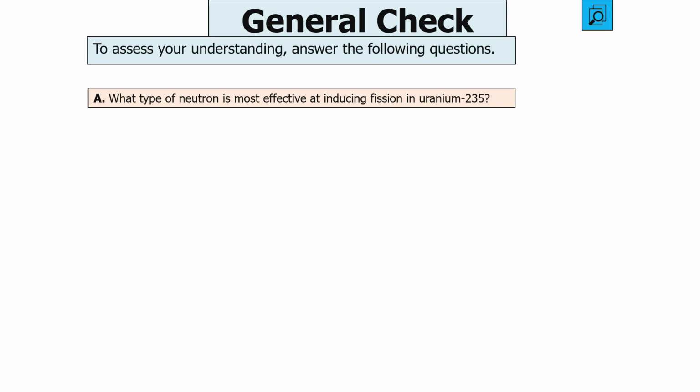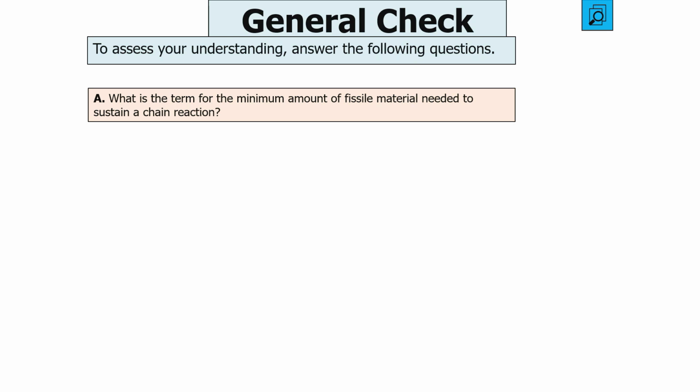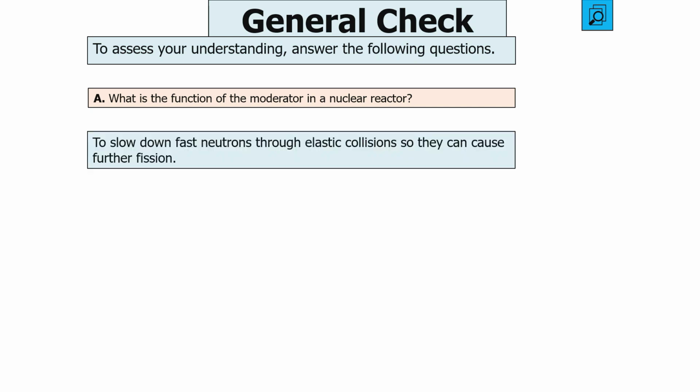What type of neutron is most effective at inducing fission in uranium-235? It is a thermal or slow-moving neutron. What is meant by a chain reaction in nuclear fission? This is a process where each fission event triggers neutrons that trigger further fission events. What is the term for the minimum amount of fissile material needed to sustain a chain reaction? It is the critical mass. What is the function of the moderator in a nuclear reactor? It is to slow down fast neutrons through elastic collisions so they can cause further fission.